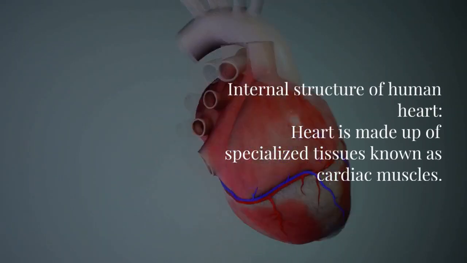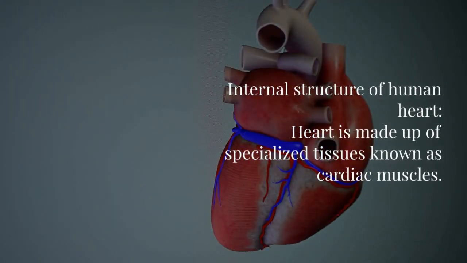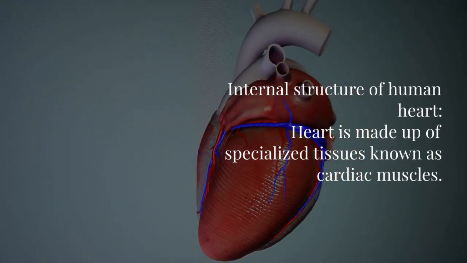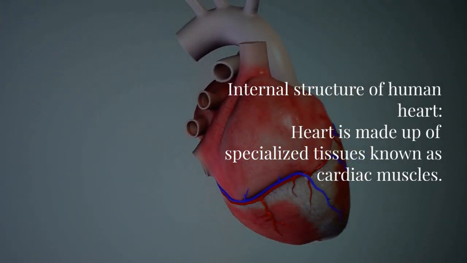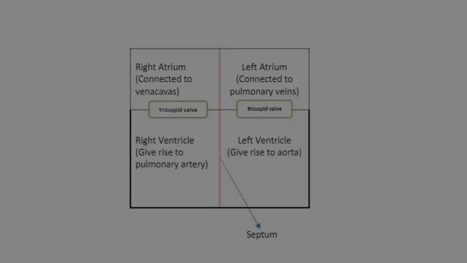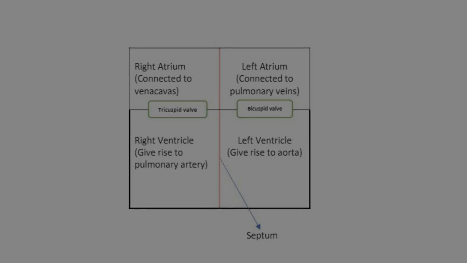Now, let's move to the internal structure of the human heart. The heart is made up of specialized tissues known as cardiac muscles. Let's watch this figure for easy understanding of the internal structure of the human heart. This is not the actual figure of the human heart. This is just for easier understanding.